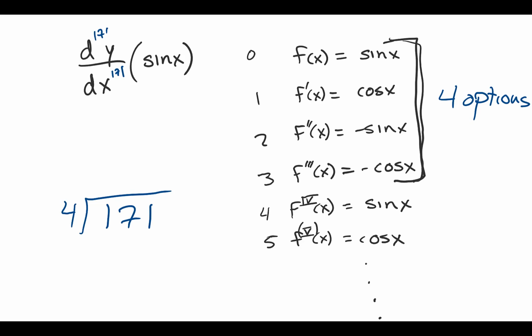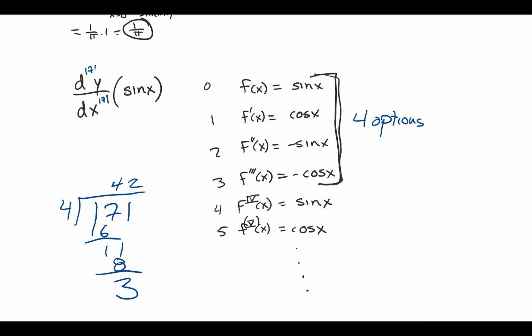How many times does 4 go into 1? It doesn't. How many times does 4 go into 17? 4 times. Don't care, though. That's the 16. We subtract, get 1. Drop it down. How many times does 4 go into 11? Twice. I don't care about the number up top. The only number I care about is the remainder. This pattern would have gone all the way up to, I don't know, the 168th derivative, because 4 times 42 is 168, and then you need to go 3 more to get there. So the remainder is telling you that the answer must be negative cosine. I'm saying I never told you.